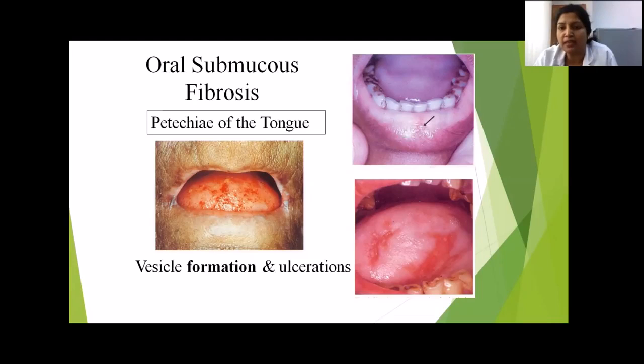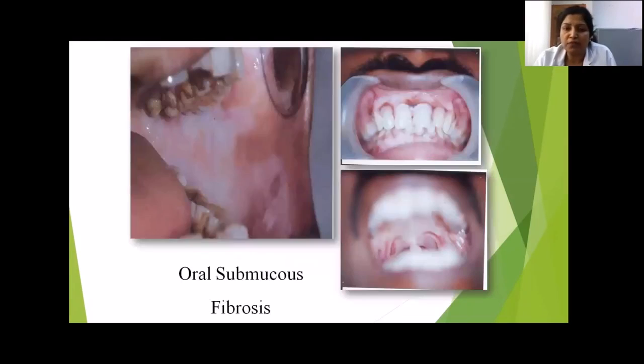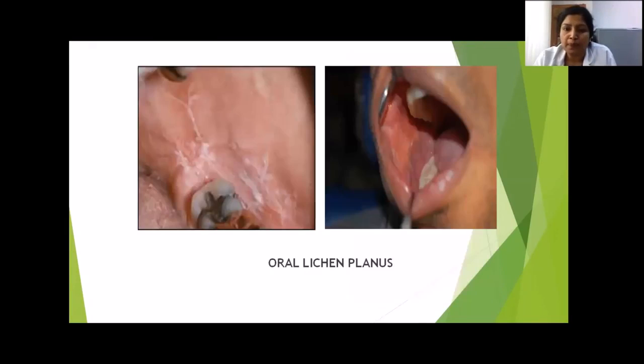It's a pre-malignant condition. That means it's got a tendency to go for a malignancy. Here the mucosa appears very pale. The patient complains of inability to open the mouth completely, and of burning sensation on taking hot and spicy food. And this is another lesion, oral lichen planus, though it is not directly related to tobacco use. It is more of an autoimmune disease, but it is very commonly seen among chronic tobacco users.